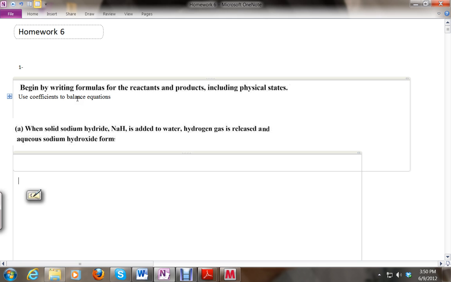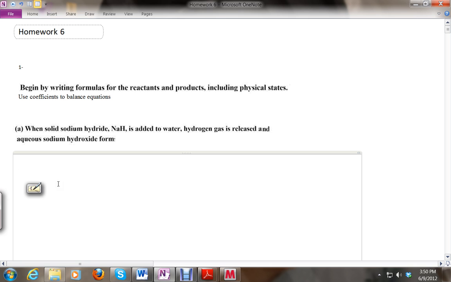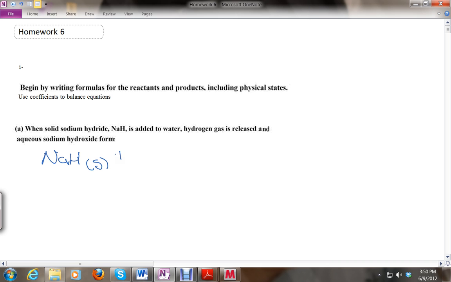Let's start with question number one, A. Question number one says to write the reactants and products, including the physical state, and then use the coefficients to balance the equation. So we have sodium hydride. Sodium is a type 1, and hydrogen, when it combines with a metal, is -1. The formula here is solid, plus water, produces hydrogen gas plus sodium hydroxide.